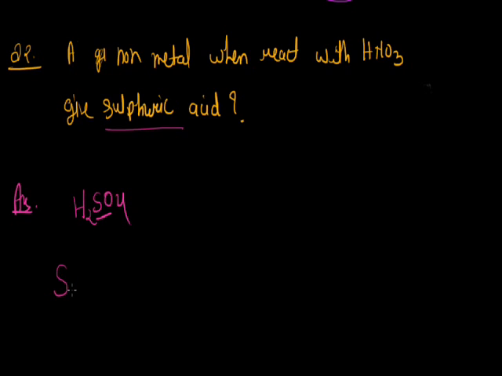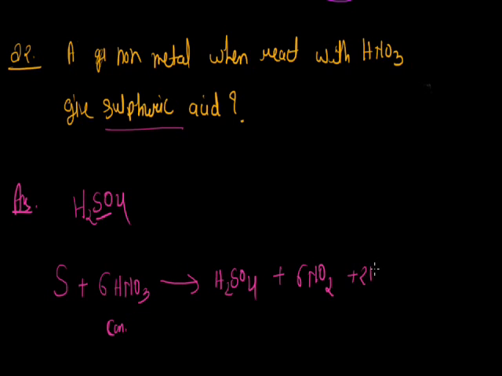Now when sulfur reacts with concentrated HNO3, a very strong oxidizing agent, 6HNO3, it gives H2SO4, sulfuric acid, also called king of chemicals, plus 6NO2, nitrogen dioxide, plus 2H2O. The nitrogen dioxide has brown fumes, and H2SO4 is called king of chemicals. So that non-metal is sulfur.